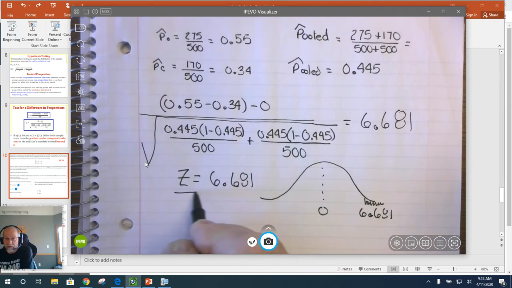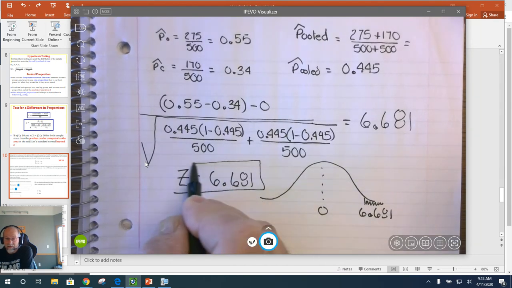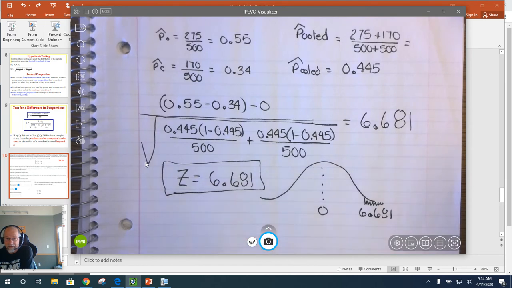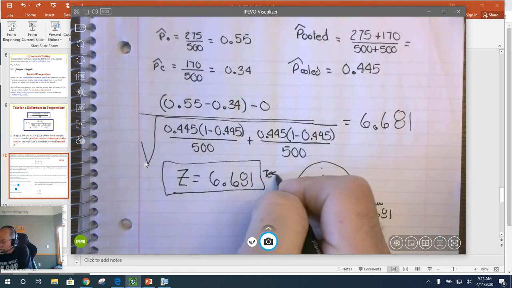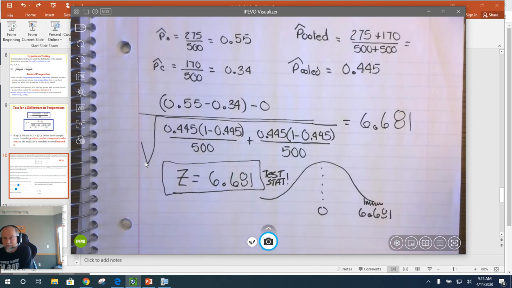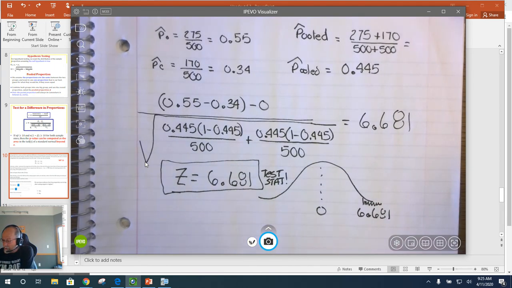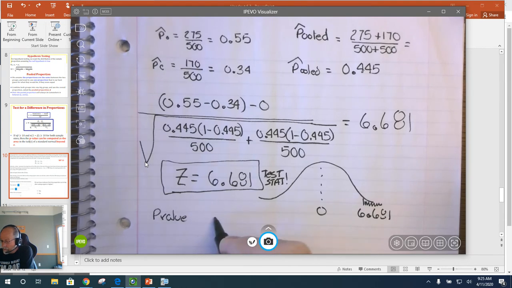So this is our z number. This is our value, which we were looking to call our test statistic. Now, we need a p-value. Well, remember, in order to get a p-value, we go to our calculator and we use normal CDF.